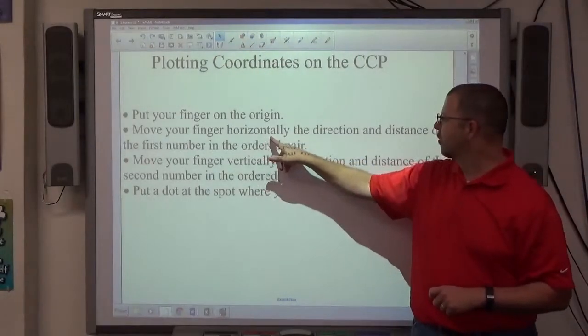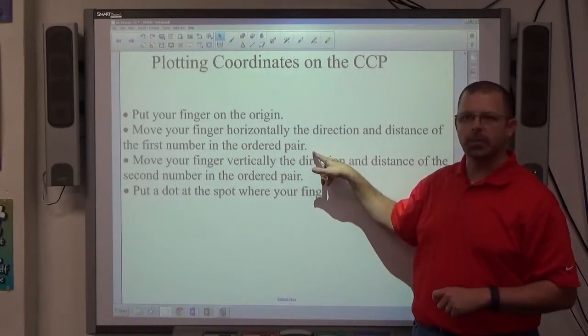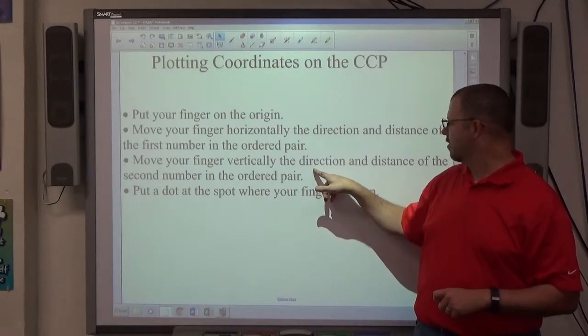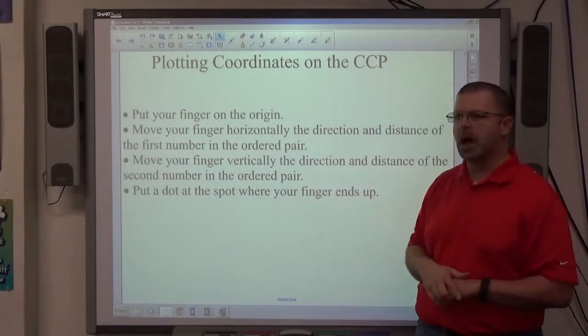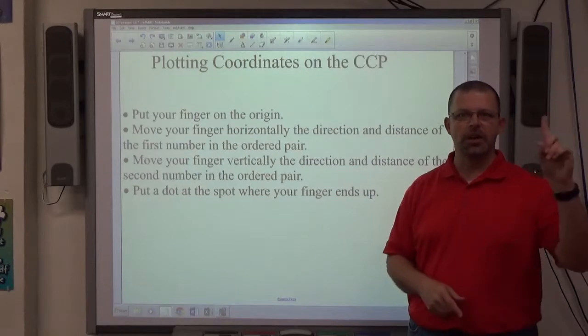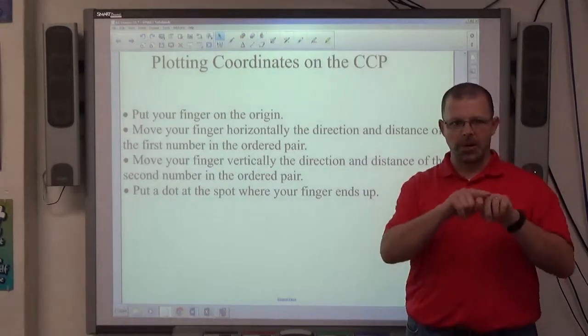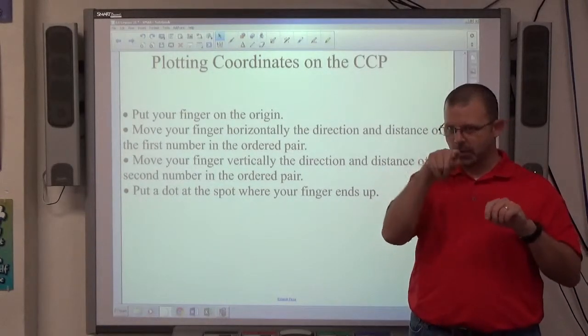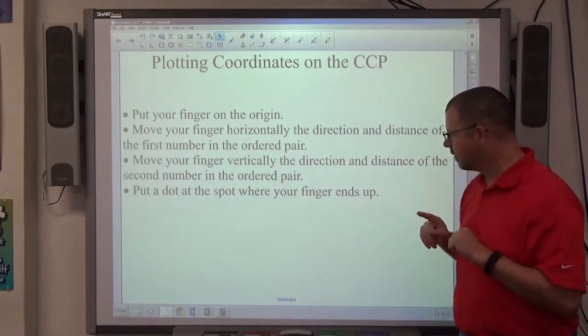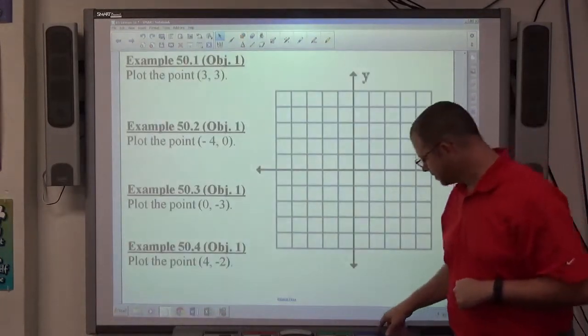Move horizontally the direction and distance of the first number in the ordered pair. Move your finger vertically the direction and distance of the second number, and then put a dot wherever your finger ends up. There's only one dot for every point. You don't put a dot for the x and a dot for the y. Just one dot. Okay? That's how you do it. So, let's try it out.